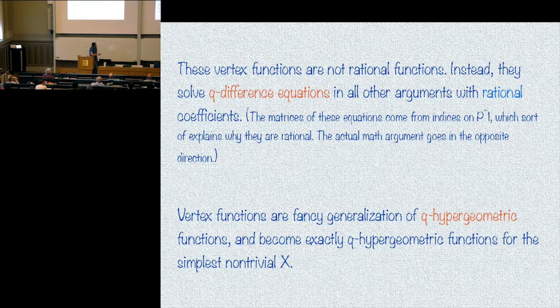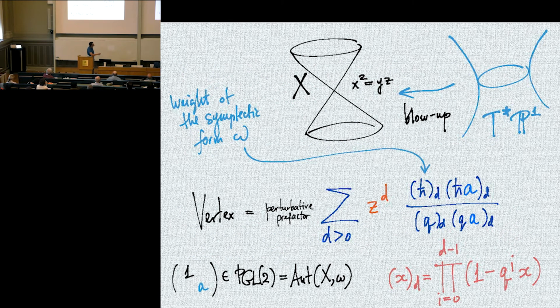The nice feature here is that in most of the variables, like the variables z and the variables a, these equations in fact have regular singularities, maybe in relatively strong contrast to what you use in Gromov-Witten theory, where you deal with Stokes factors and so on. In fact, you can think of these vertex functions as a very fancy generalization of q-hypergeometric functions. For the simplest examples I've been keeping here, this is exactly the q-hypergeometric function. So I keep drawing X as a cone, a quadratic cone, or you can think of it also as a blowdown of T star P1.